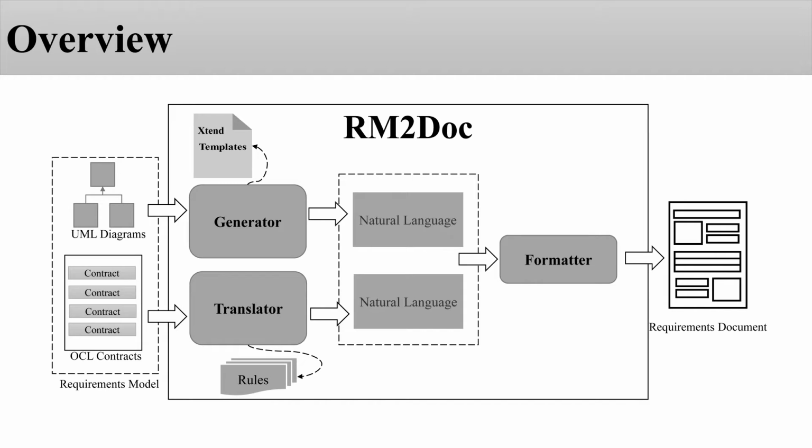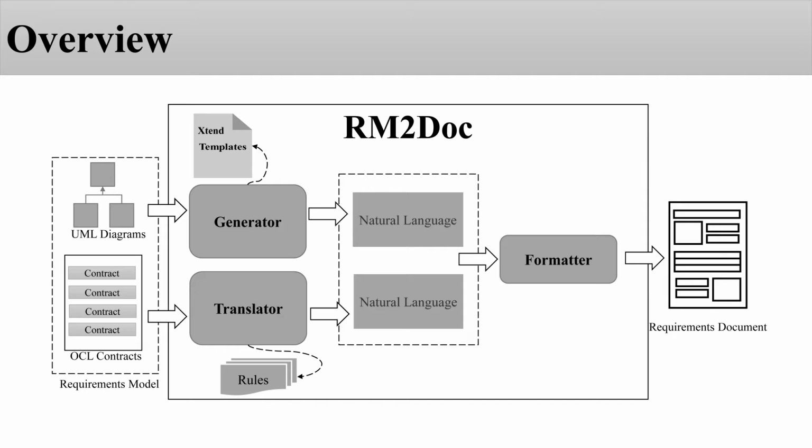This is the overview of RM2Doc. RM2Doc takes the requirements model as input and generates a well-structured requirements document. The requirements model consists of 2 parts. One is UML diagrams, containing a use case diagram, system sequence diagrams, and a conceptual class diagram. The other is OCL contracts of system operations.